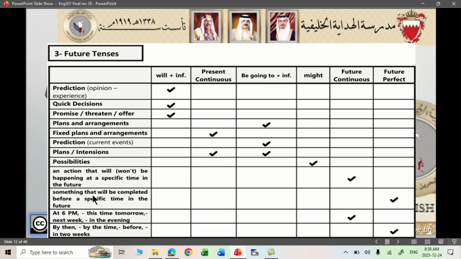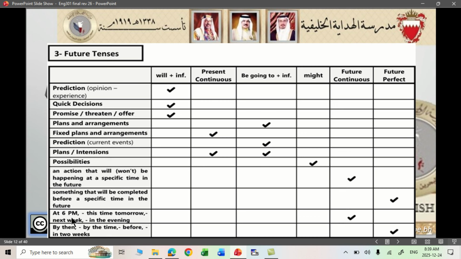When we are talking about something that will be completed before a specific time in the future, here we are talking about an achievement. When that action will be done, will be finished, here we use the future perfect. The future perfect. By the time I am 50, I will have visited a lot of countries. I will have visited, I will have achieved that.